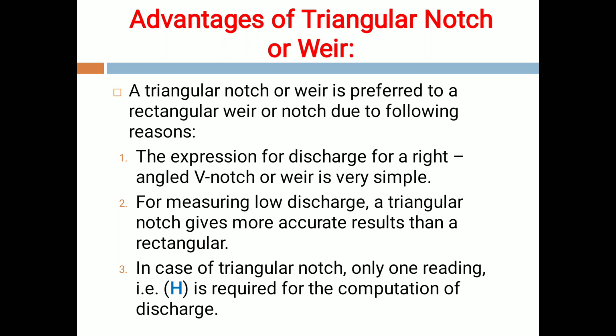Okay, so now we come to our main topic, the advantages of a triangular notch over a rectangular notch or weir. Advantage number 1 is that the expression for discharge for a right angle V notch or weir is very simple. The derivation or expression we have seen for the triangular notch is very simple. Number 2, for measuring low discharge, a triangular notch gives more accurate results than a rectangular notch.